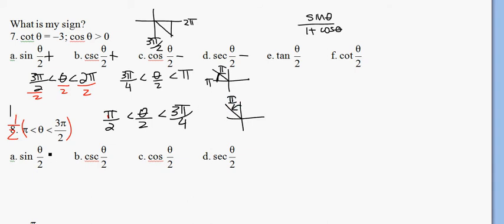So therefore half angle sine would be positive. Half angle cosecant would also be positive since they're reciprocals. Since I'm in the second quadrant, half angle cosine would be negative and half angle secant would also be negative.